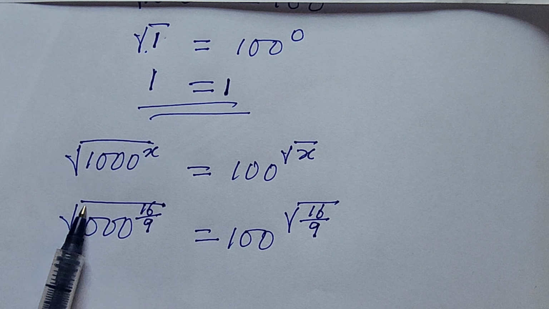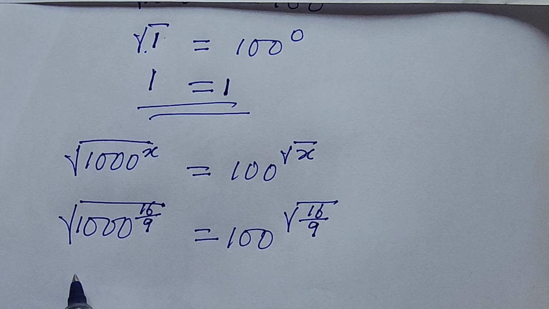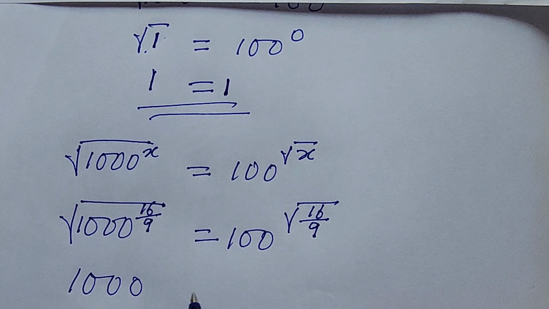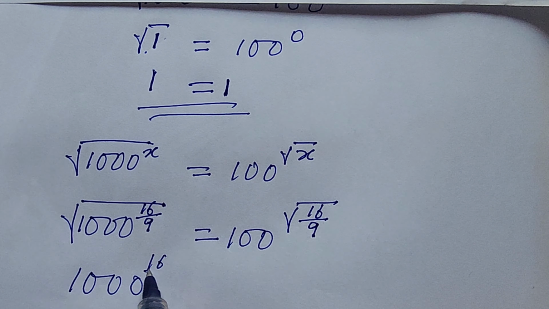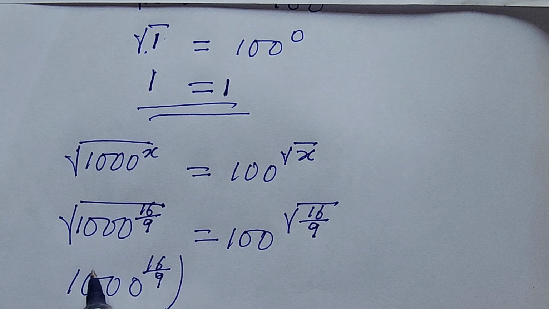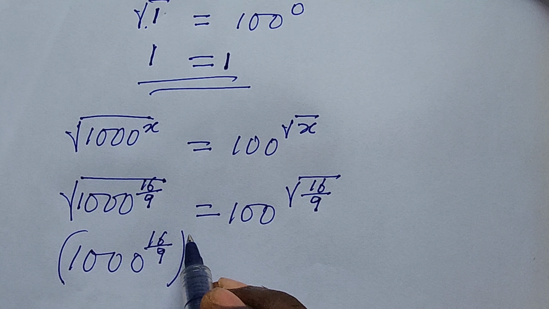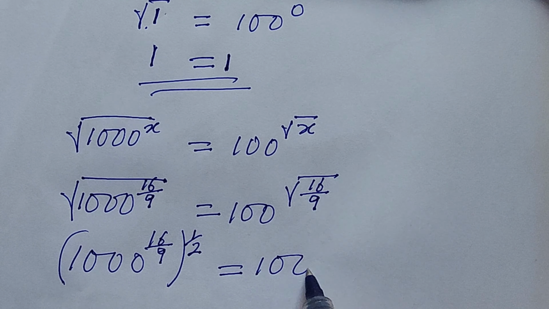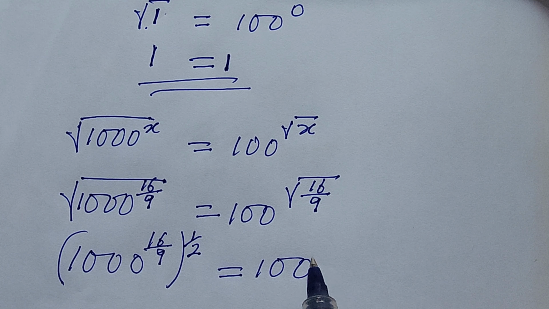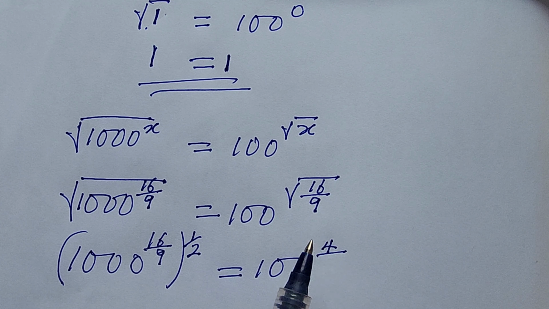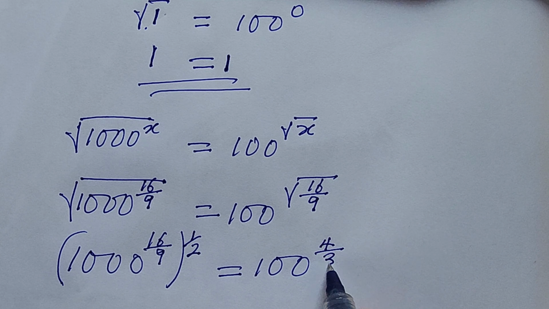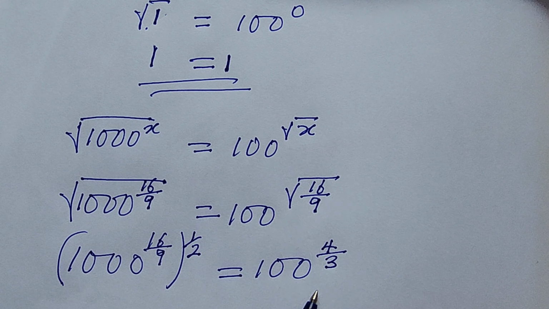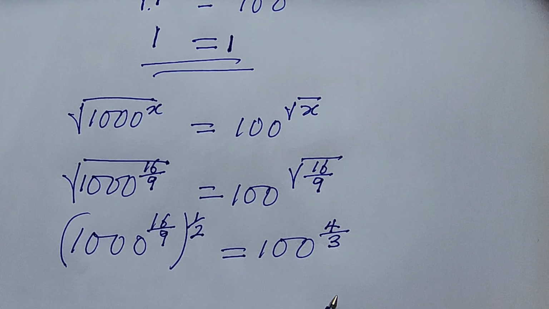Now, from here, let's write this radical. It's going to give us 1000 raised to the power of 16 all over 9, raised to the power of 1 all over 2. This is equal to 100 to the power of 4 all over 3, since the square root of 16 is 4 and the square root of 9 is 3. So we don't have a problem with the right-hand side of this equation. Now let's come to this.